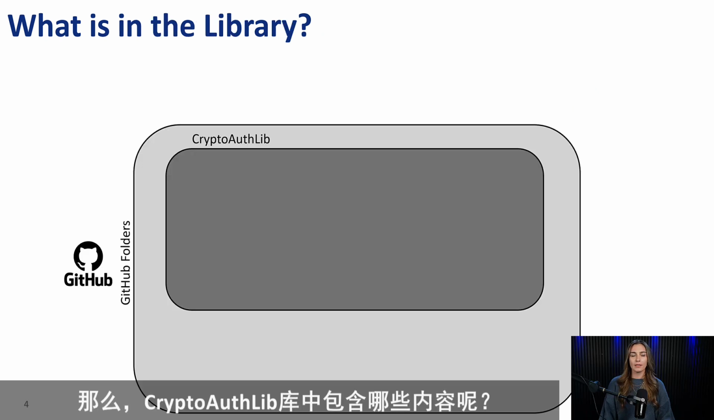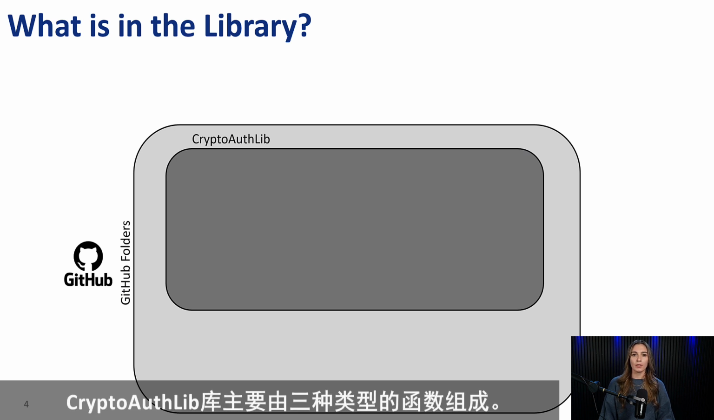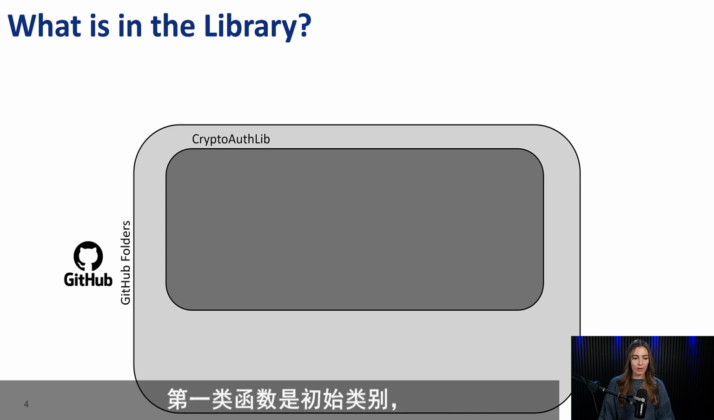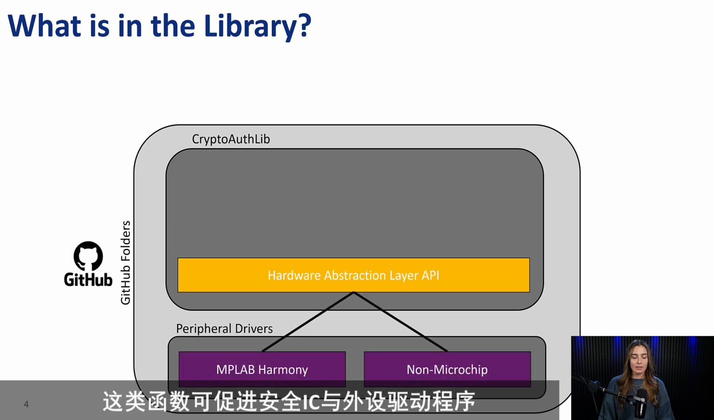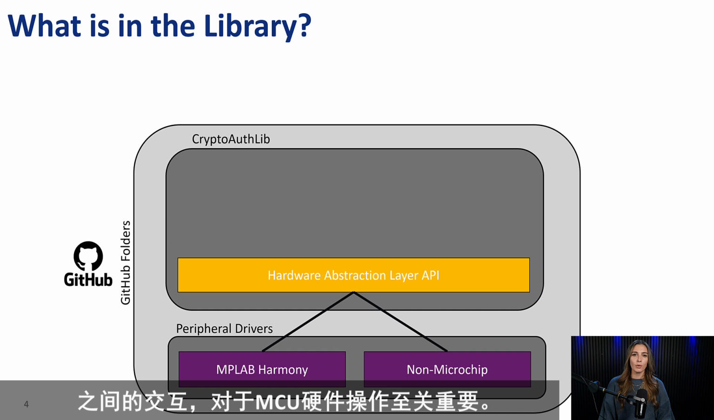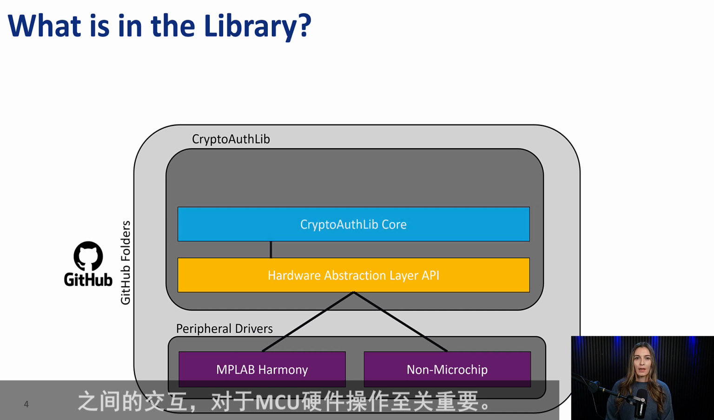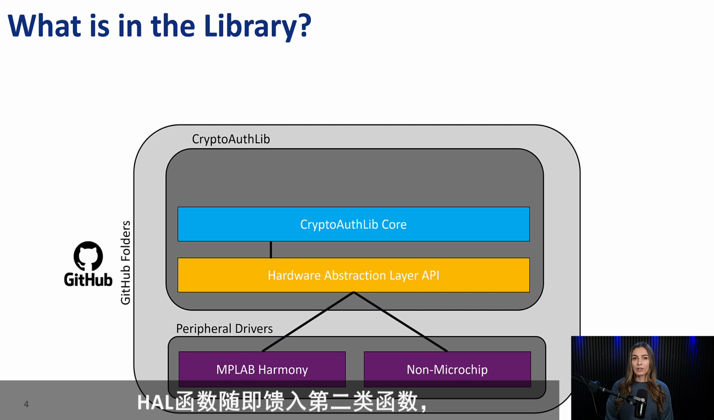So what exactly does the CryptoAuthLib library contain? CryptoAuthLib is comprised of three primary types of functions. The initial category, hardware abstraction layer APIs, is also known as HAL functions. These functions facilitate secure IC interactions with peripheral drivers, such as those found in MPLAB Harmony, that are essential for MCU hardware operation. HAL functions then feed into the second category, which are CryptoAuthLib core commands.